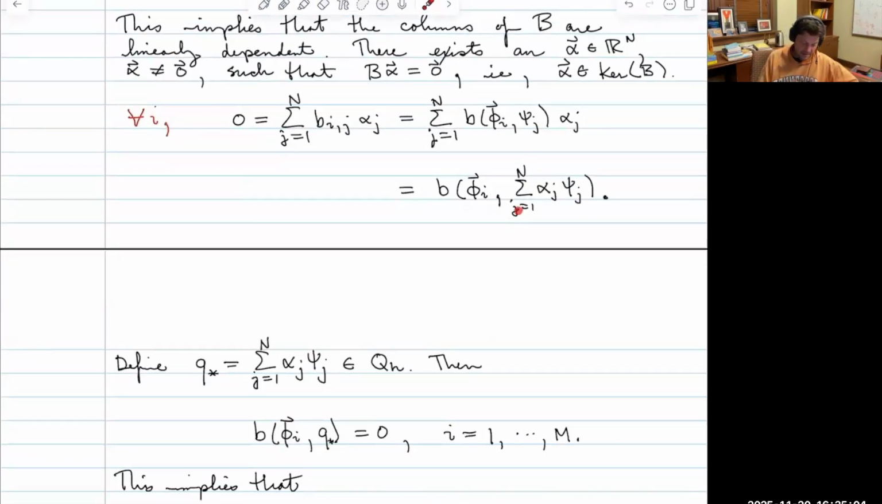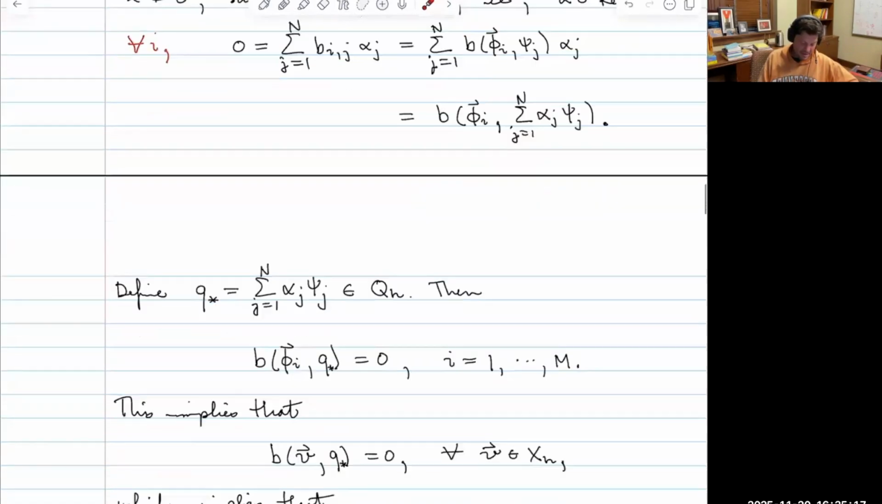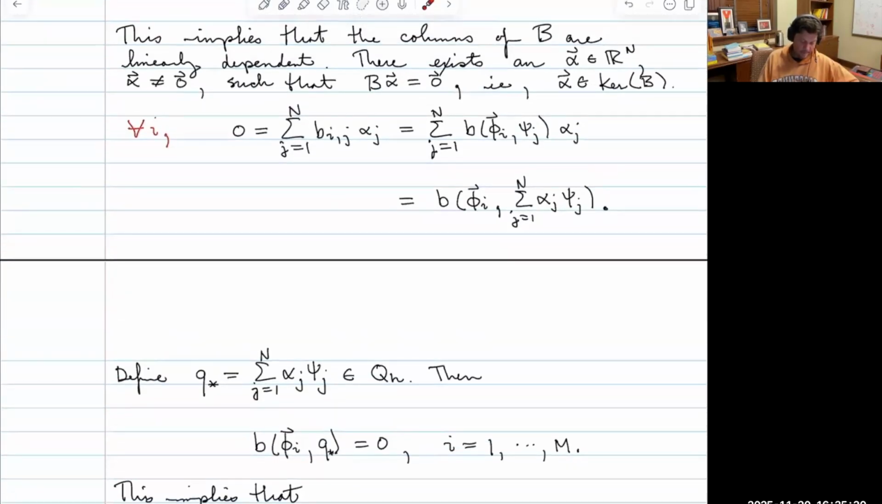Now let's define this object, because this is somehow special. I guess I could call this Q alpha, but let's call it Q star. Suppose Q star is equal to that thing. Well, that says that B of phi_i, Q star is equal to 0 for every i equals 1 up to m, right? That's exactly what we have right there. For every i equals 1 up to m, B of phi_i, Q star is equal to 0.